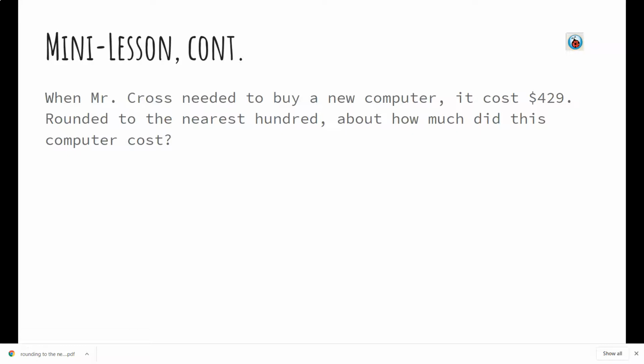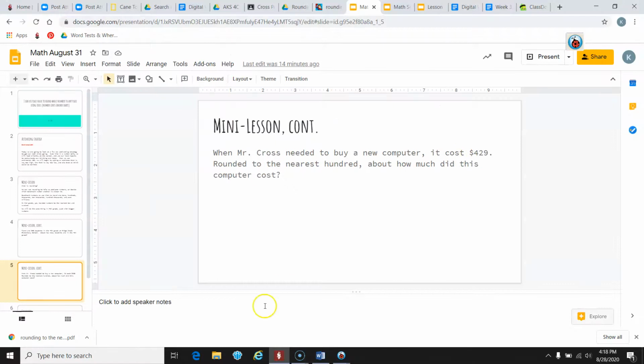Switching out my pieces real quick. So if the computer he bought costs $429, which 100 is that closest to? Rounded to the nearest 100, about how much money did he spend on this computer? All right, let me flip back over to the ladybug.